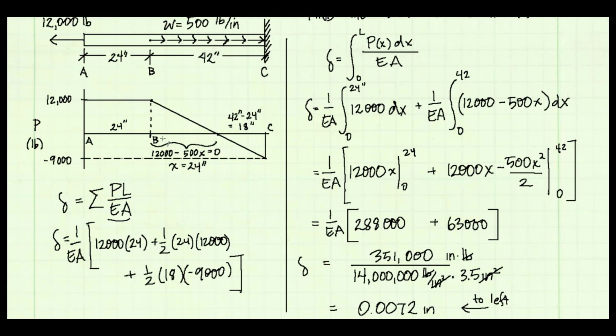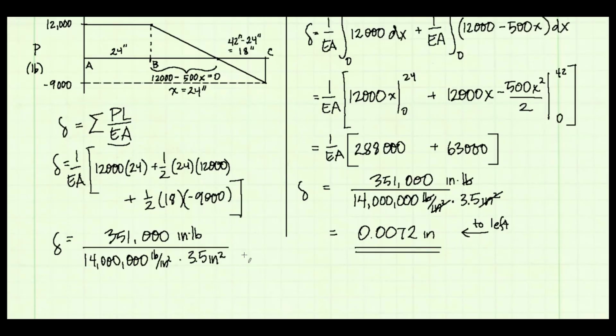Okay, so what I've written here is that this first term is from A to B. The second term then is the triangle from B to the point where we go to 0. It's 24 inches long, 1/2 base times height. And then the last term is the last triangle. Notice that its length is 18 inches and the height is negative 9,000. Make sure you get the sign in there right. And if I evaluate everything in brackets, it comes out to be 351,000. That's the same thing we got when we integrated.